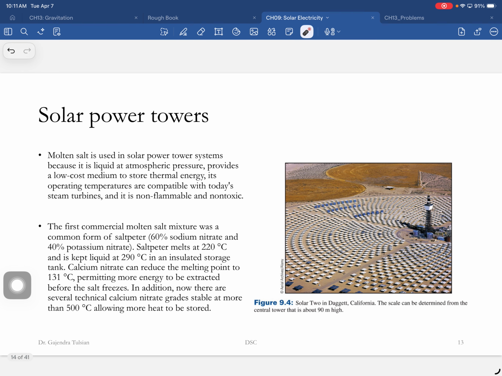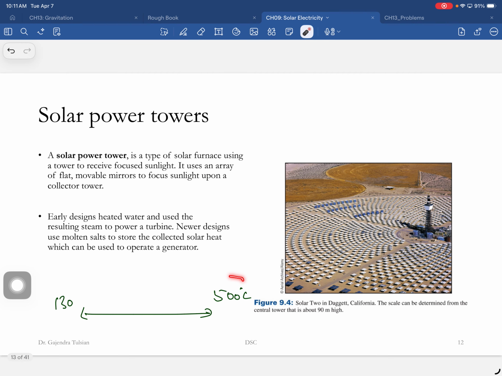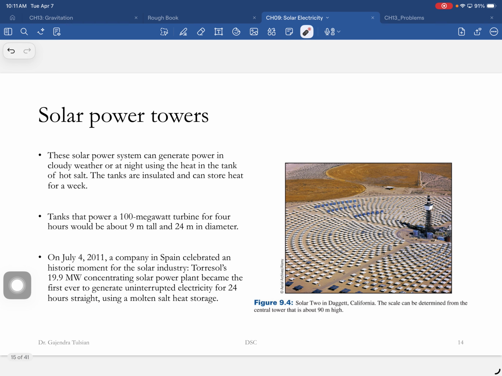Okay, tanks that power a 100 megawatt turbine. So what is 100 megawatt? 1,000 megawatt is a Hoover dam, so this is a tenth of a Hoover dam. The tanks that power a 100 megawatt turbine for 4 hours would be about 9 meters tall and 24 meters in diameter. So this tank would be as big as this room and twice the height of this room.